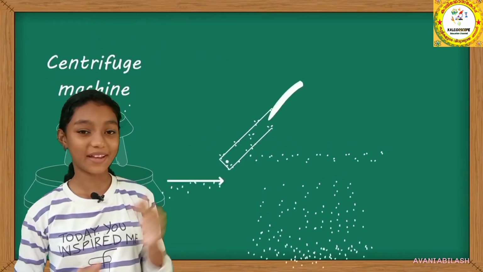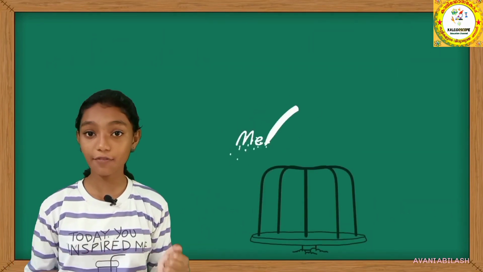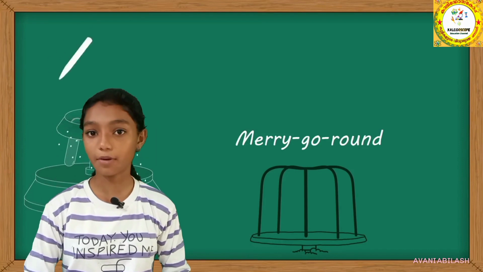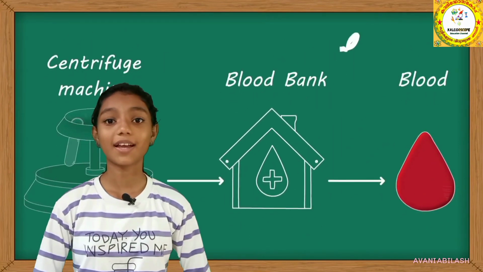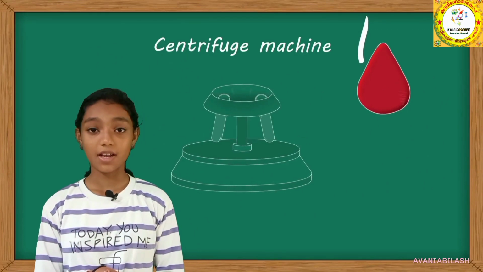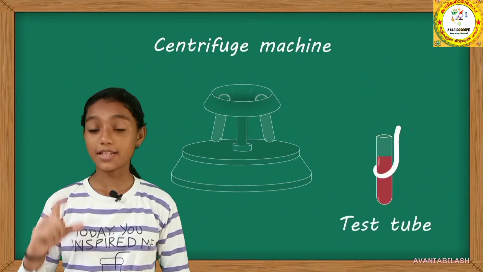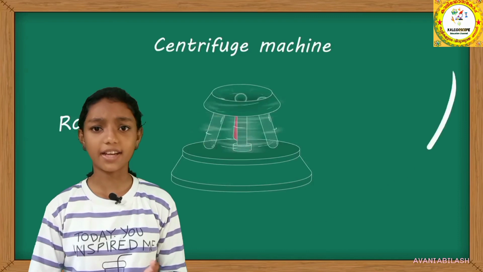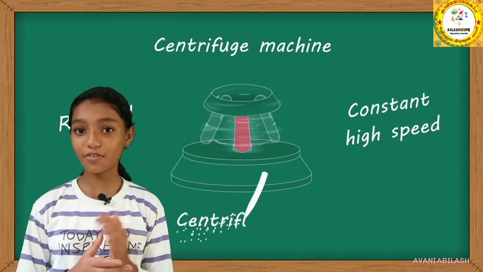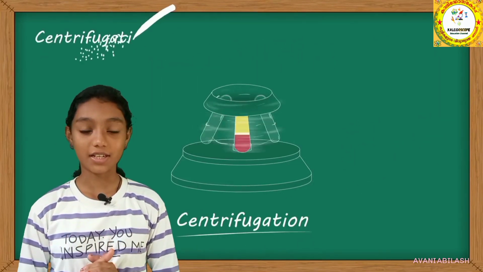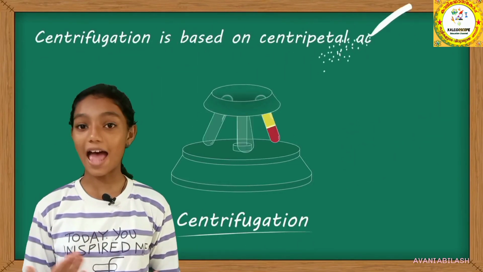As similar to merry-go-round, a machine called centrifuge is used in clinical laboratories to separate blood samples. In centrifuge machine, a blood sample taken in a test tube is rotated at a constant high speed. This process is called centrifugation.